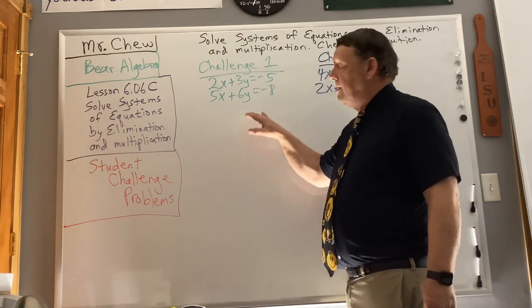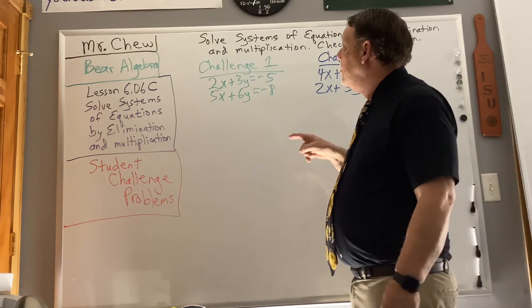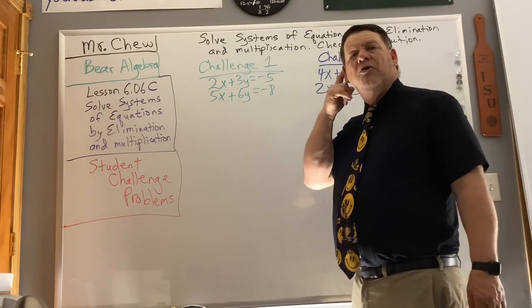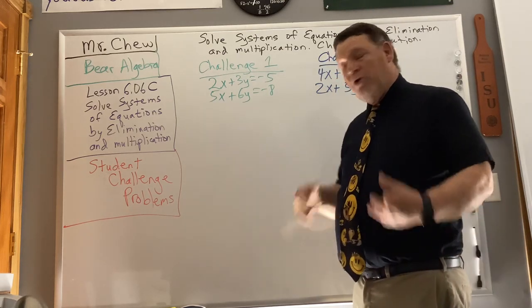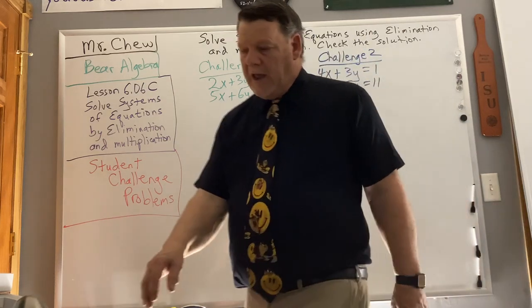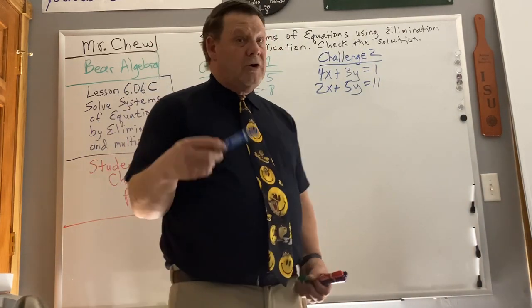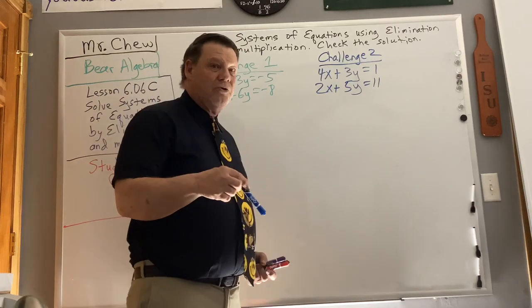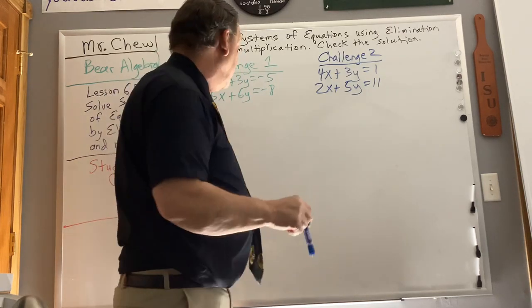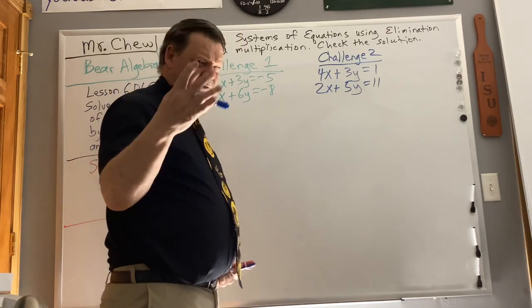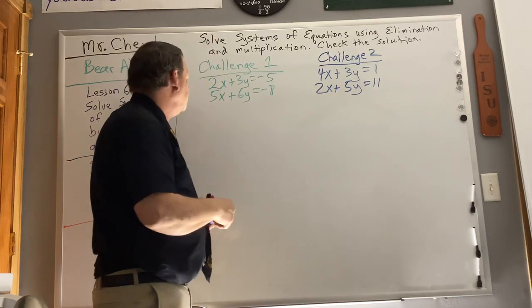So challenge one. Remember, the challenge of these problems is that you're going to have to multiply before you add or subtract. And there are 4 different ways to do it. I will just choose one way. You could do it another way, and if you get the same answer and checked it, it means you did it correctly in another way. There's usually 4 ways you can do them.